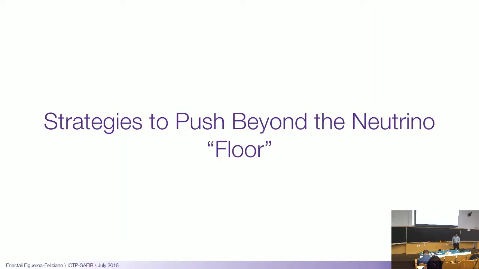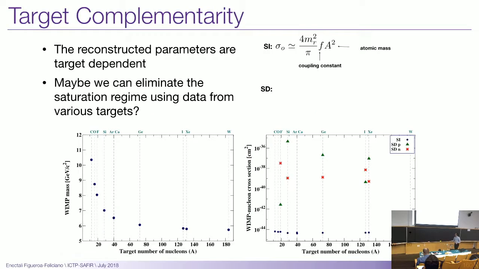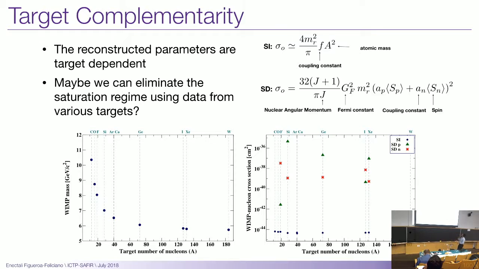All right. So the last thing I'm going to talk about is, can you get beyond the neutrino floor? So how do you get beyond that? One idea is to say, well, we already showed that you can reconstruct these neutrino signals as dark matter, and when you do that, it's a target-dependent reconstruction. So maybe if I use different targets, I'll be able to tell the difference. I'll go through this quickly, because I'm running out of time.